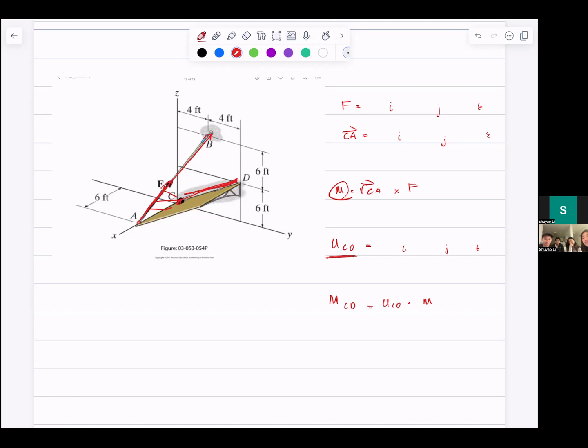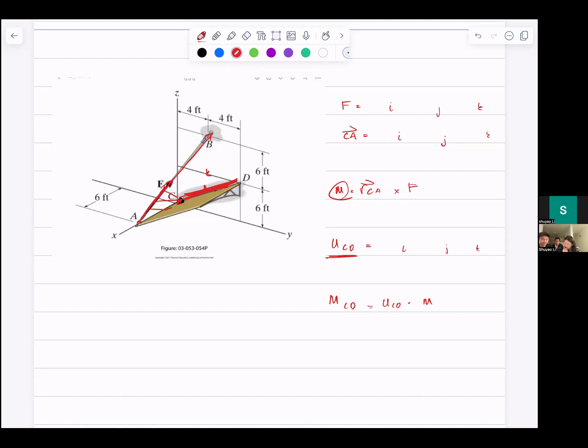So for the moment arm RCA, could we have also done DA? Because that's on the axis. Yes, we can. As long as it's along any axis of the point CD, it's fine. Let's say there's a point K here. We can take point K to point A or point K to point B, because it's on the axis. Okay, that makes sense.